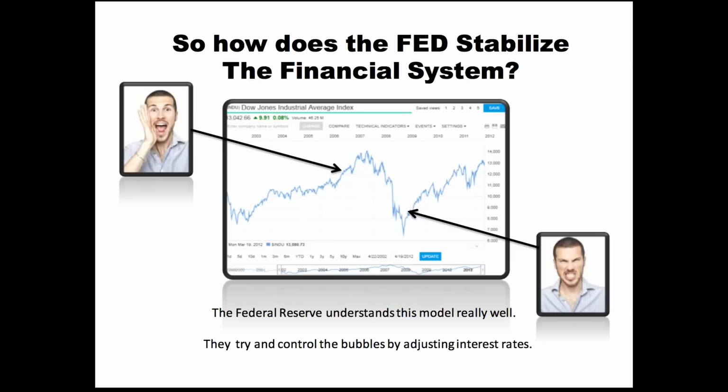And the Federal Reserve knew that. They absolutely knew that there was a bubble coming in the economy, and they also knew that there was a recession that was going to be following it. And so they were trying to affect that.